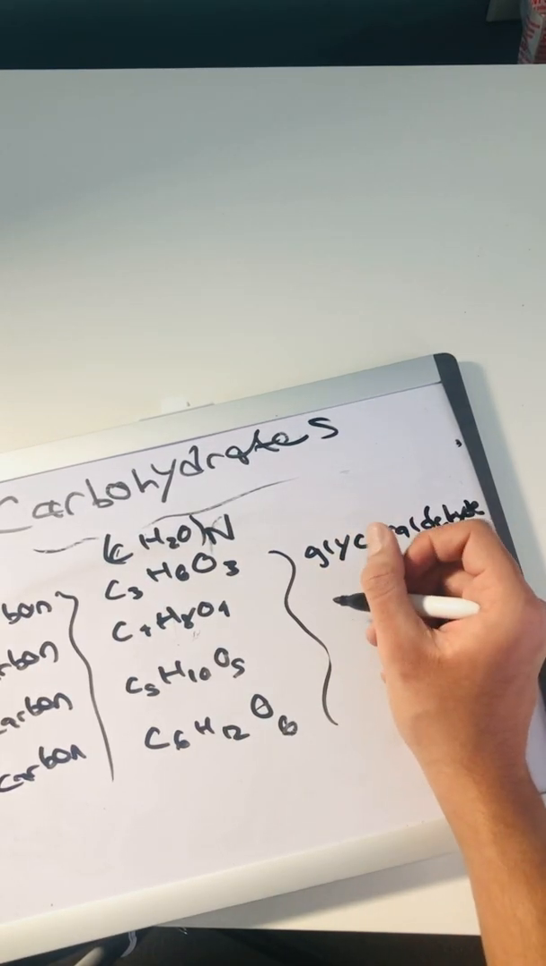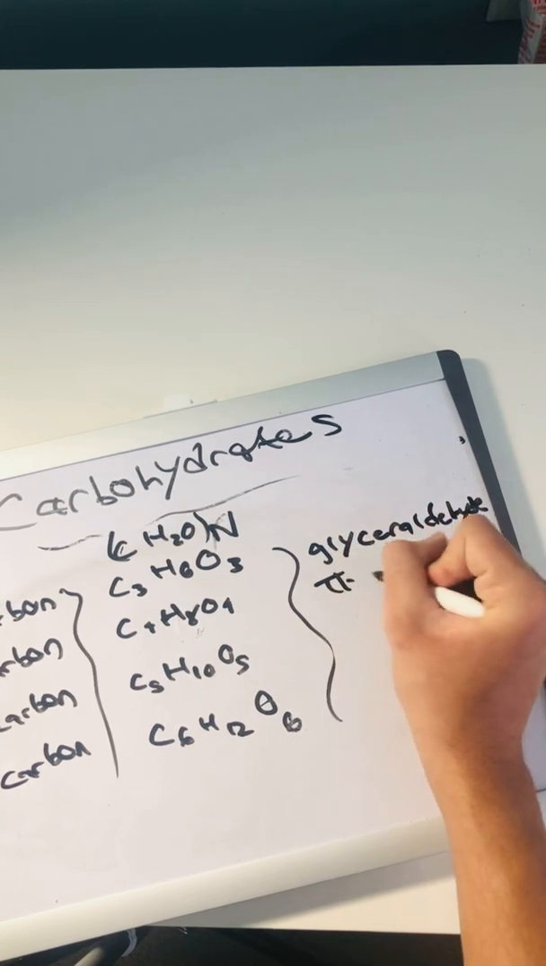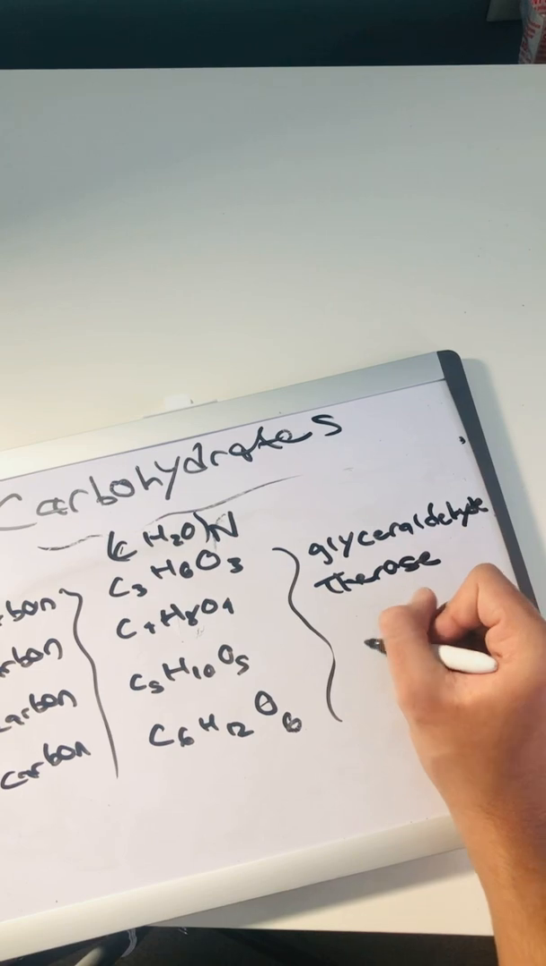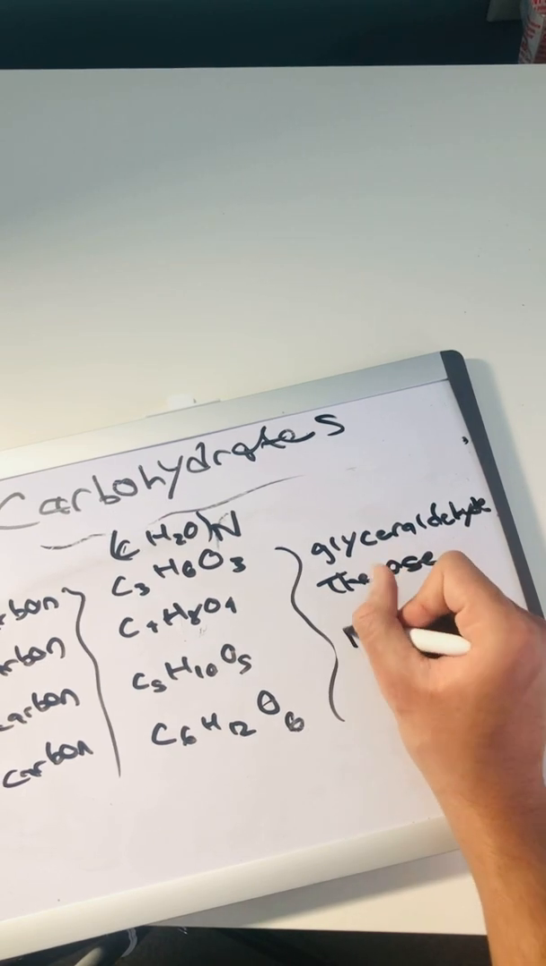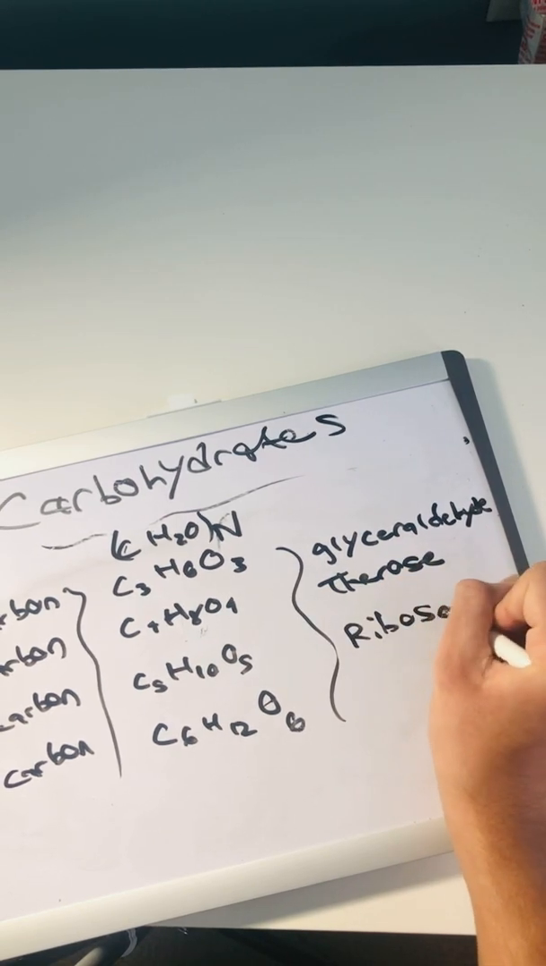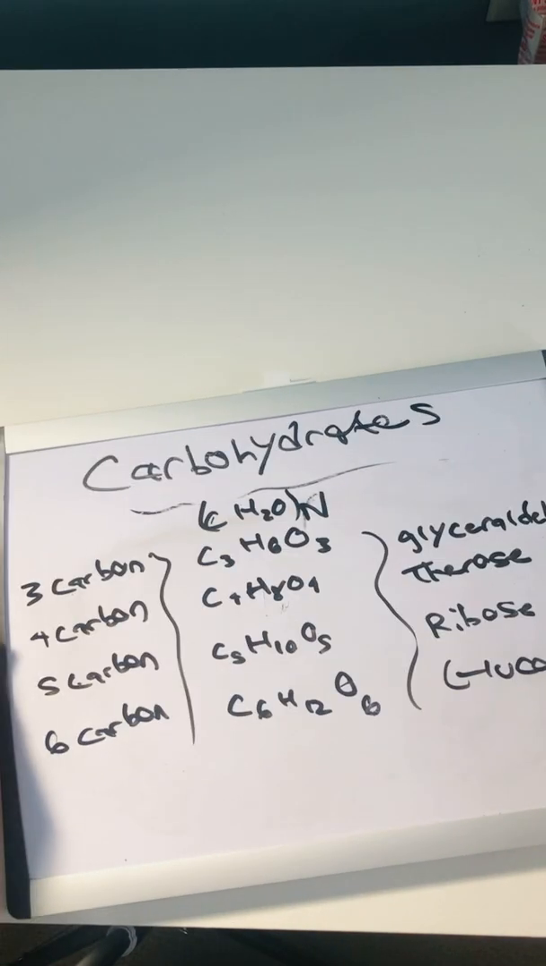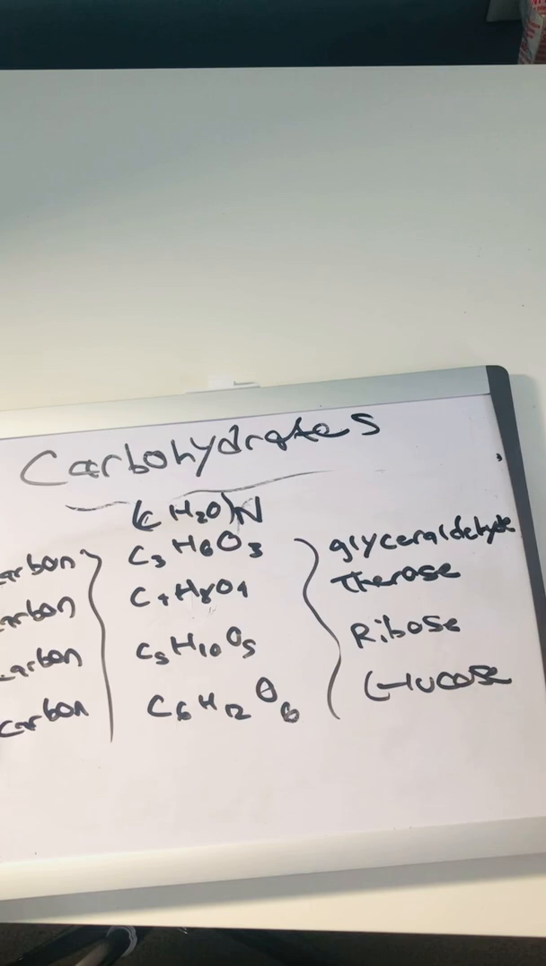The second one here, the 4-carbon one, is called tetrose. The 5-carbon one is called ribose. The last one is called glucose. So remembering these names does not really matter.